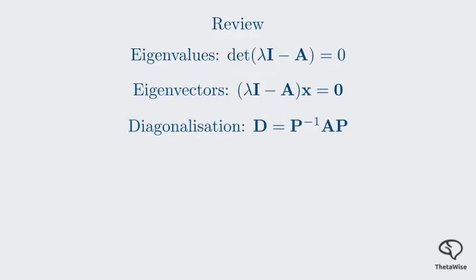We have seen that diagonalization, which transforms a matrix A into a diagonal matrix D via the formula D equals P inverse times A times P, where P is the matrix of eigenvectors, is a key technique. And finally, you are now able to compute high powers of a matrix efficiently using the formula A to the n equals P times D to the n times P inverse.